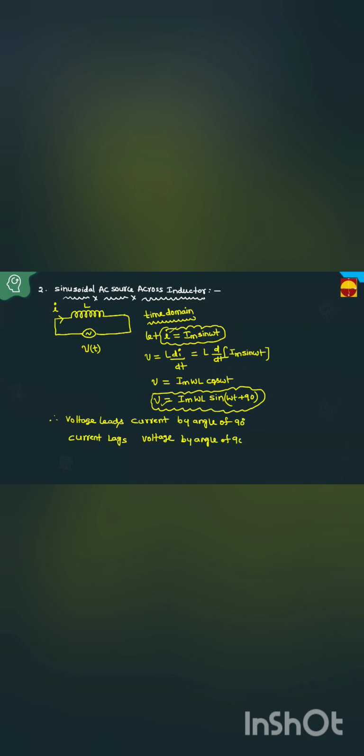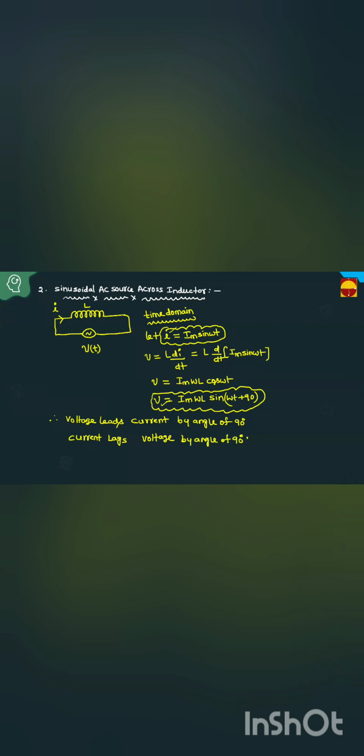This is I equal to Im sin omega t. Then what is the observation? This is plus 90 now. In a pure inductor, voltage leads the current by an angle of 90 degrees. Correct? Then the opposite you can also tell: voltage leads current means current lags voltage. Current lags the voltage by an angle of 90 degrees. This is in the time domain.